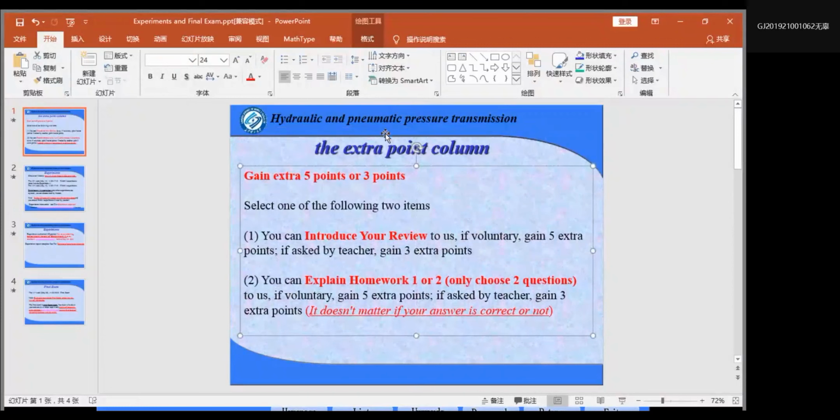Is it the review about this class? No. We have an assignment. Do you remember? We have an assignment. It is a review about the hydraulics transmission. Now you can introduce your review.